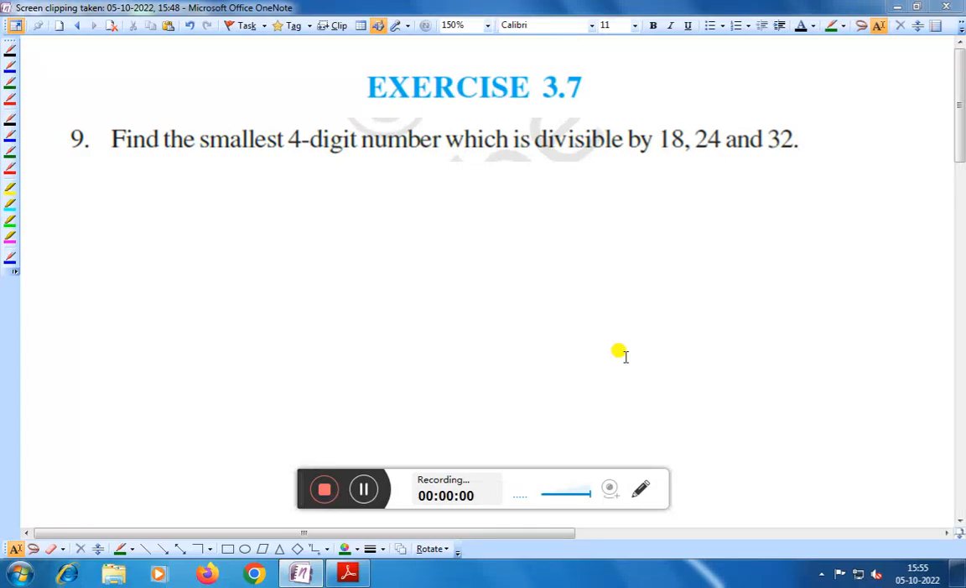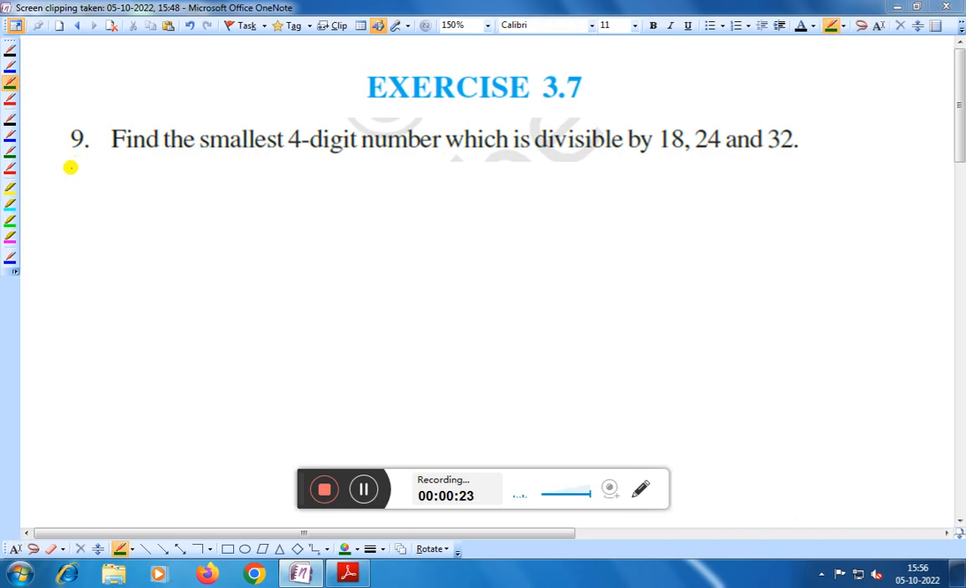Hello everyone. Today we will discuss exercise 3.7 question number 9. Find the smallest 4-digit number which is divisible by 18, 24 and 32. We have already found that we have to find a number which is divisible by 18, 24 and 32. That means we have to find the LCM of the numbers 18, 24 and 32.